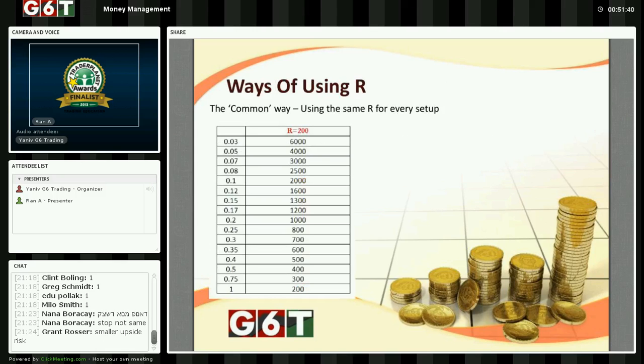So how do we calculate R? There are actually two ways to do it. The common way, which is what we use in the room, is to use the same R for every setup. It means we have a G3, a G4, a G5, it doesn't matter. Or if you have a scalping strategy that you call XYZ, the setups. So on every trade, I risk an R of 200. Not all the numbers are exactly 200.